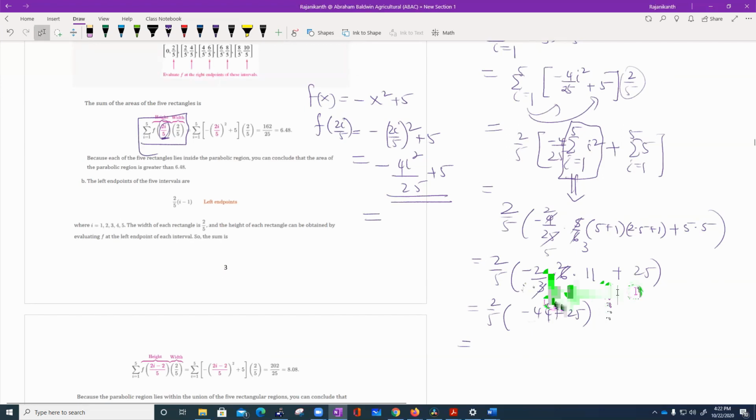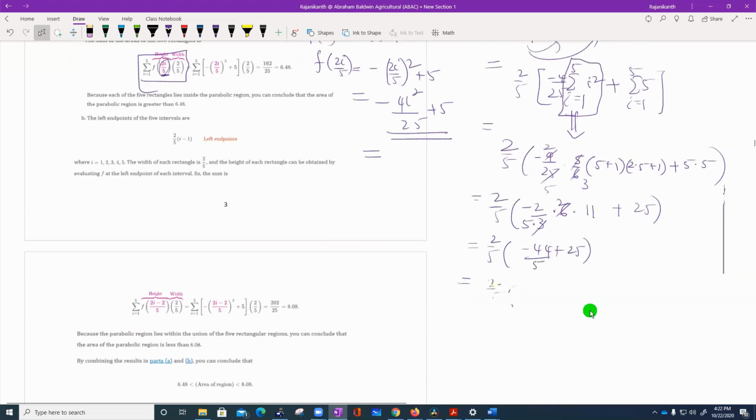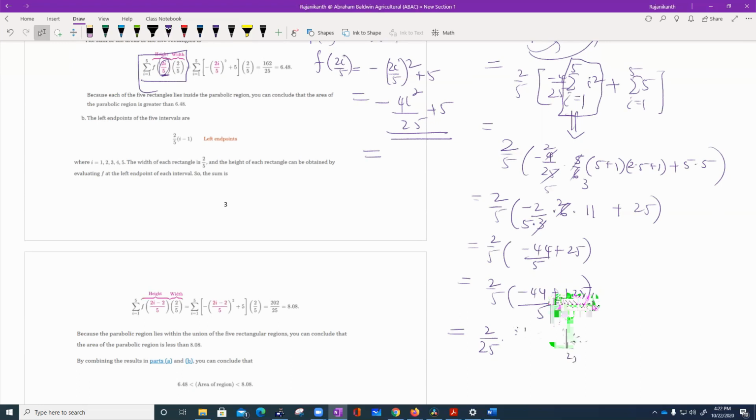So that is negative 44 over 5. So now this is 2 over 5, negative 44 plus 125 over 5. That is 2 over 25 times 125 over 25. Yeah, that is how much this is. Subtracting 44, you will get 56. It's 81, right? Yeah, 162 over 25.